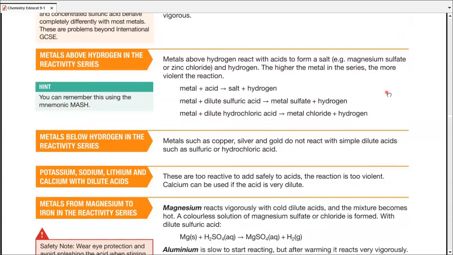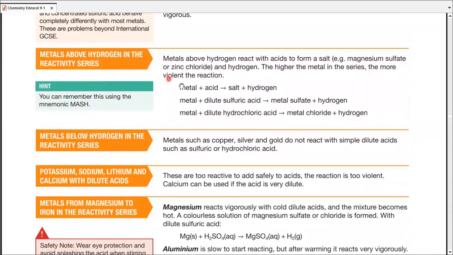The metals that are above hydrogen in the reactivity series react with acid, form a salt, and give out hydrogen gas, the gas we just tested with a squeaky pop. The higher the metal in the series, the more violent the reaction. Metal plus acid gives you salt plus hydrogen. With dilute sulfuric acid, you get a sulfate salt. With hydrochloric acid, you get a chloride salt. But definitely, you get a metal salt every time, plus hydrogen.